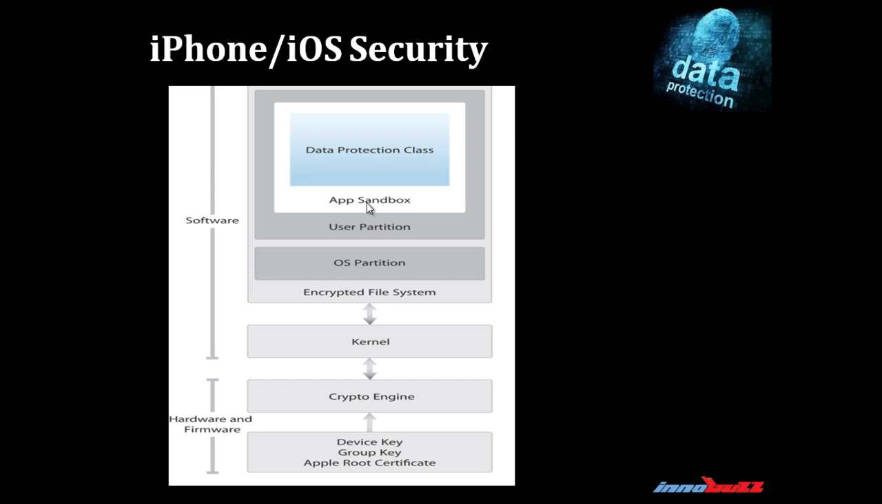You can see in this diagram a brief security architecture of iPhone or iOS security. We have two categories: software and hardware or firmware. In the software, data protection class deals with the app sandbox. After that, user partition deals with operating system partition, which overall passes through the encrypted channel, and the output data sent will be encrypted and secure. Crypto engine and Apple root certificate enhance the security of iPhone.